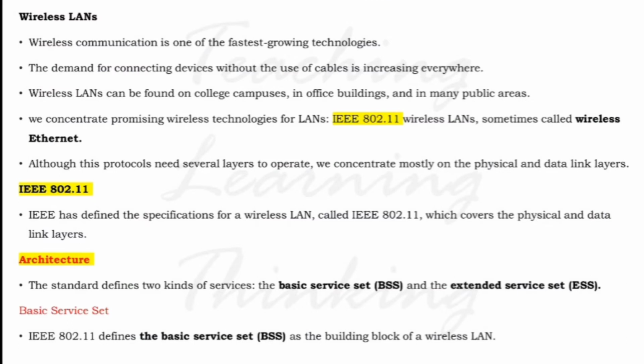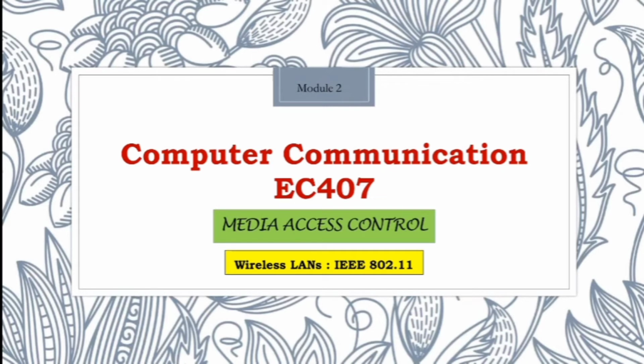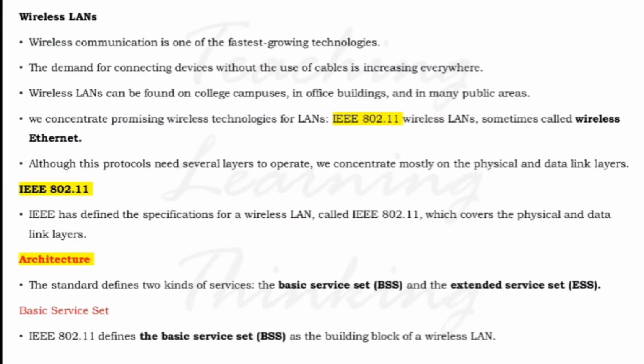So previously we have discussed MAC, IEEE 802.1, and the wired LAN IEEE 802.3. Now we are going to discuss IEEE 802.11. This is a wireless LAN. Wireless communication is one of the fastest growing technologies. The demand for connecting devices without the use of cable is increasing everywhere. Wireless LAN can be found on college campuses, in office buildings, and in many public areas. So we concentrate on promising wireless technologies for LANs.